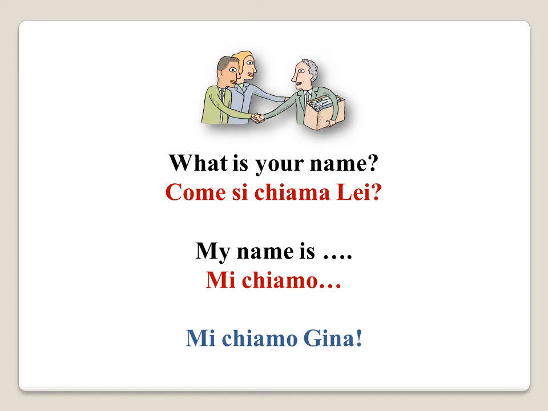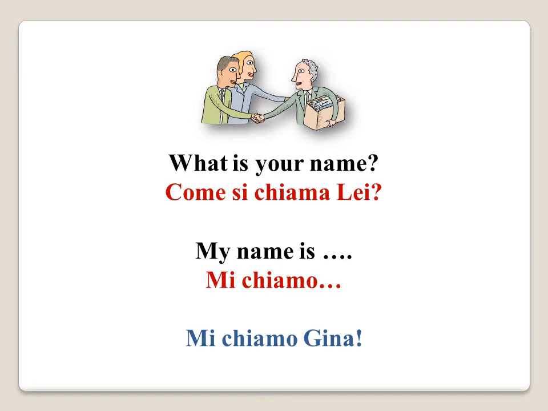The literal English translation of the entire question is, what or how do you call yourself? But since English speakers do not usually phrase the question that way, we say that the meaning of come si chiama lei is, what is your name? The response would be, mi chiamo, and then give your name.